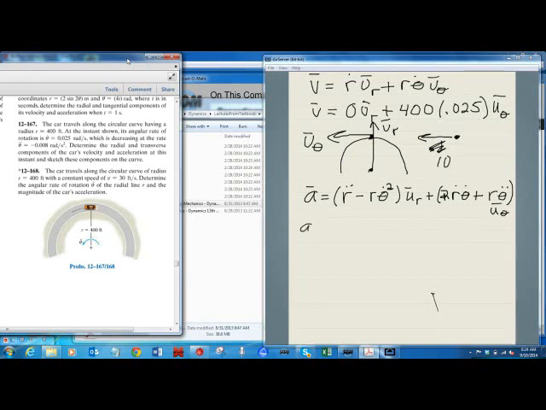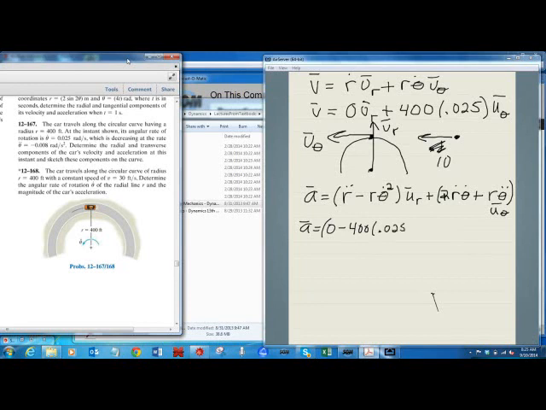Okay, acceleration equals. What are we going to plug in? R is constant, so r dot is the derivative of a constant: 0. R double dot is 0. The derivative of a constant, 0, forever. Minus r, which is 400 feet, times theta dot, which is 0.025.